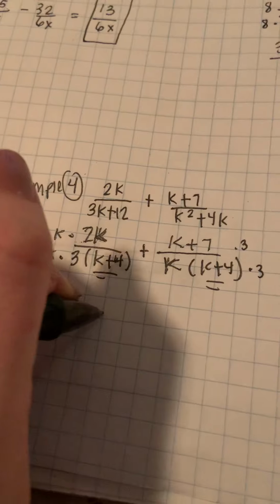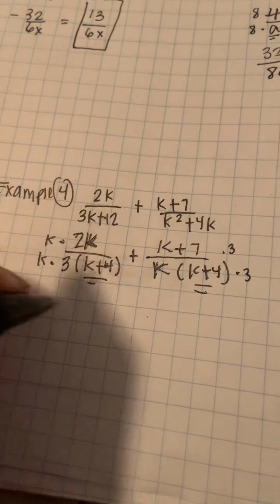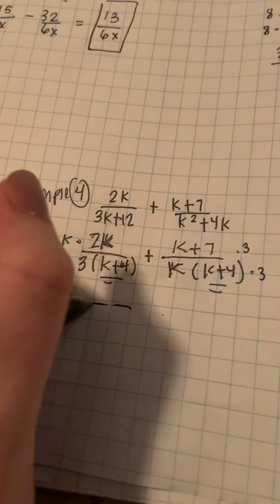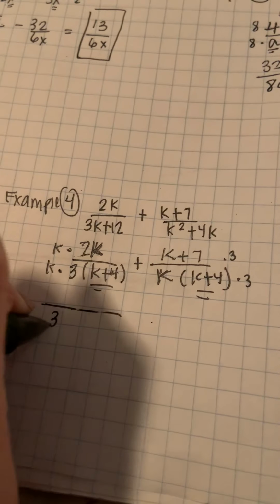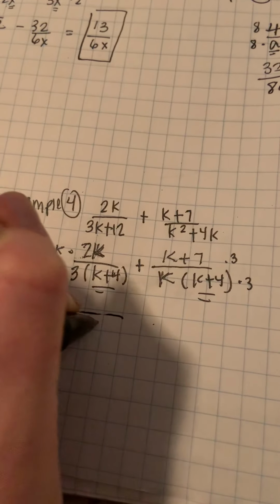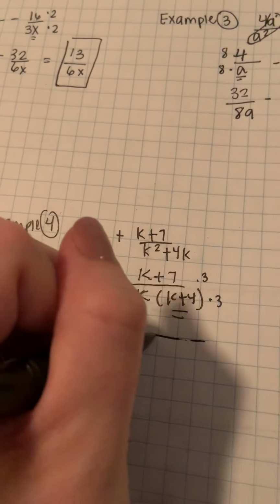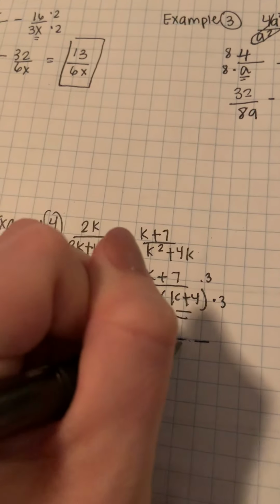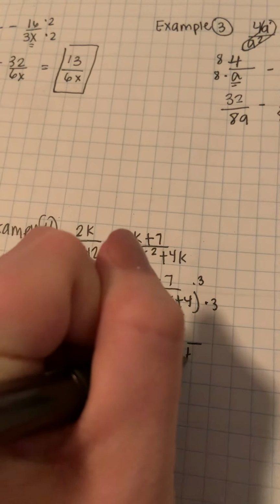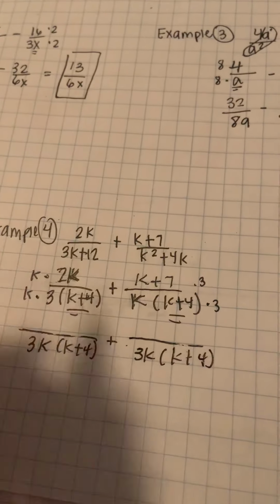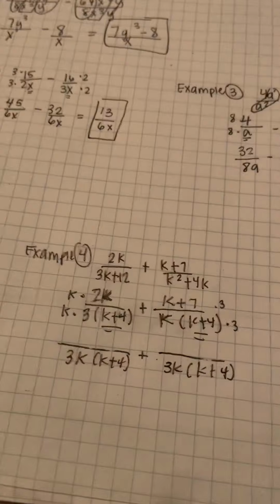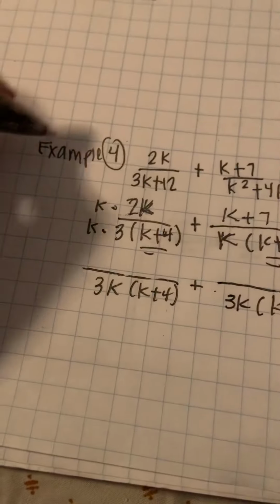So I'm going to go ahead and write my denominators like this. I'm going to go ahead and put my denominators first. So I can do 3k, k plus 4, plus 3k, k plus 4. And I don't want to FOIL this out yet because I'm just going to leave it. I want to keep it as simple as possible. But I do want to go ahead and multiply this to the top.